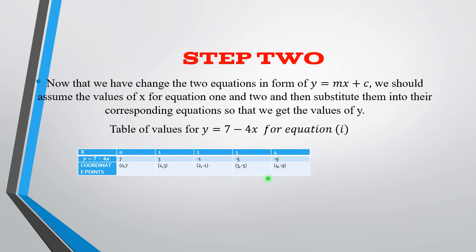So the coordinates are 4, negative 9; 3, negative 5; 2, negative 1; 1, 3; and 0, 7. Now, if you know how to plot the coordinates, you can plot these points and draw the graph, and you will find a line.